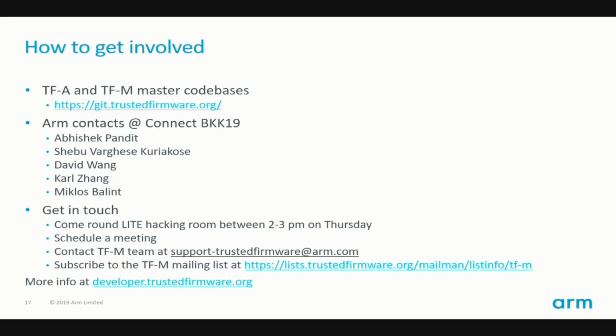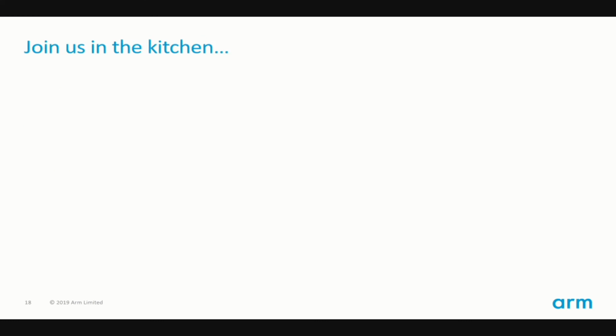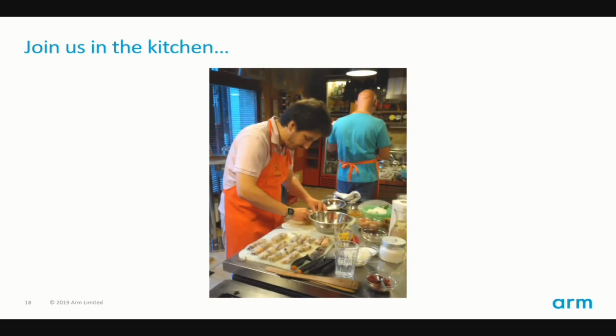And so, how to get involved? We have an offering of all the buffet meals that are ready in our Git repository. We have some master chefs attending the conference, so you can get in touch with them. You can come around to the light hacking room on Thursday, schedule a meeting, contact us, or subscribe to the mailing list. And all I ask is that all of you join us in the kitchen. We can sure use your help.